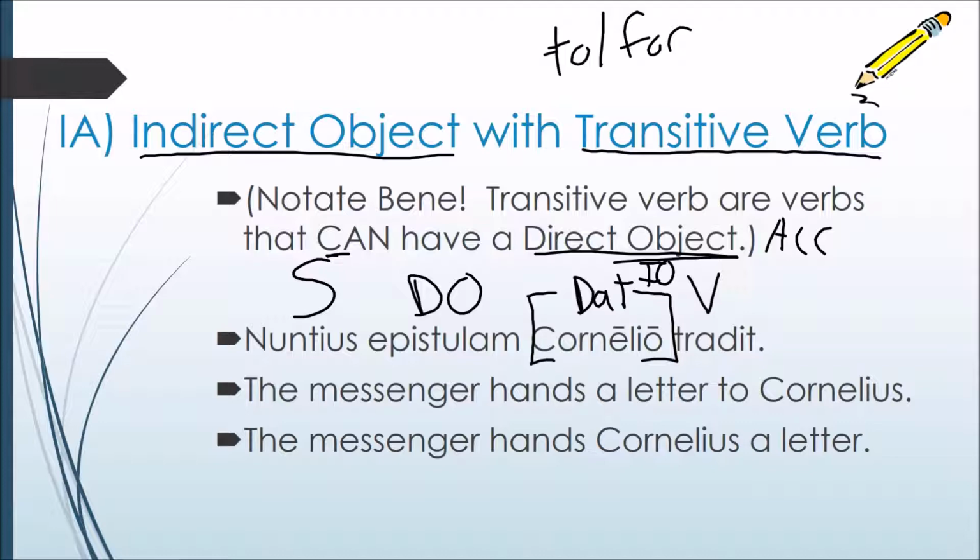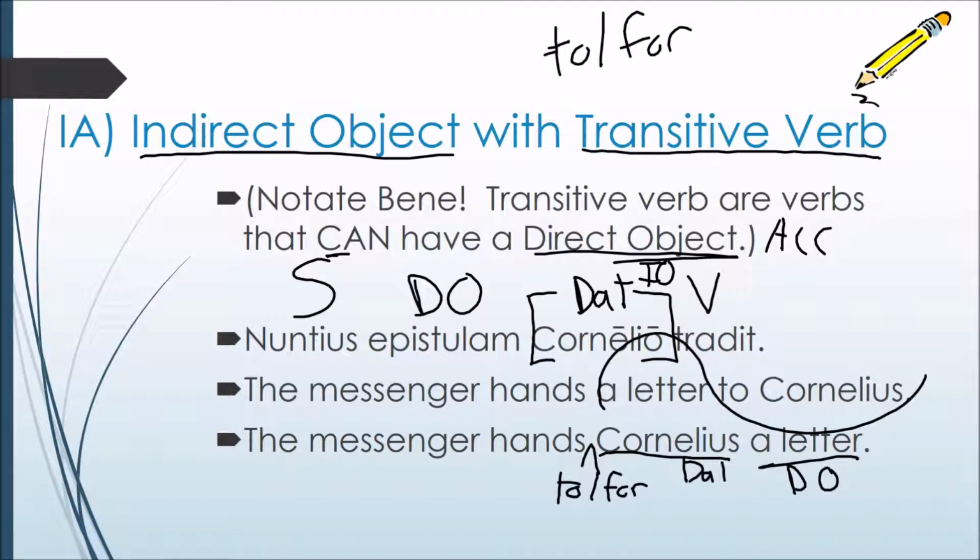We can also flip-flop our word order and say that a messenger hands Cornelius a letter. Since English is so much more dependent on word order for meaning, even though we don't have the word to or for in this particular sentence, we still know that the thing that the messenger hands over, our accusative direct object, is the letter, and the person that is benefiting from handing over the letter is our dative indirect object, Cornelius.